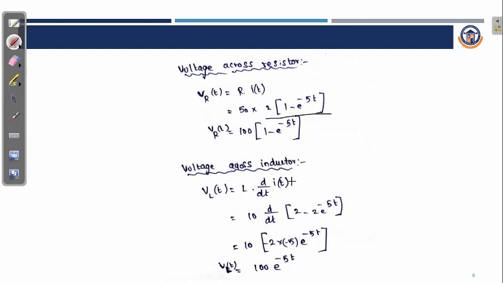Similarly, voltage across the inductor. So VL of t equals L into d by dt of I of t. The L value is 10, given in the formula. So d by dt of I of t. If you solve this, we get e power minus 5t. So totally 100 into e power minus 5t. This is the voltage across the inductor.